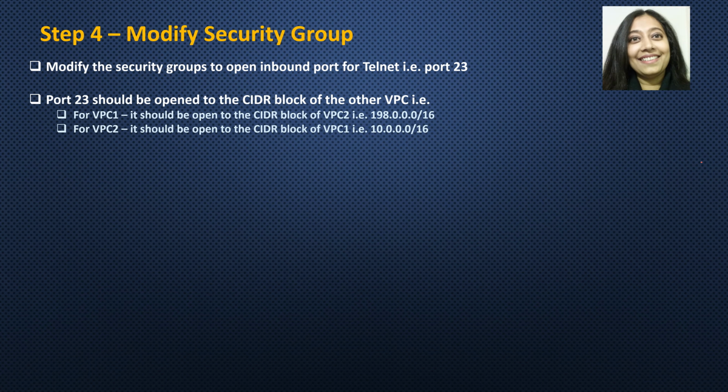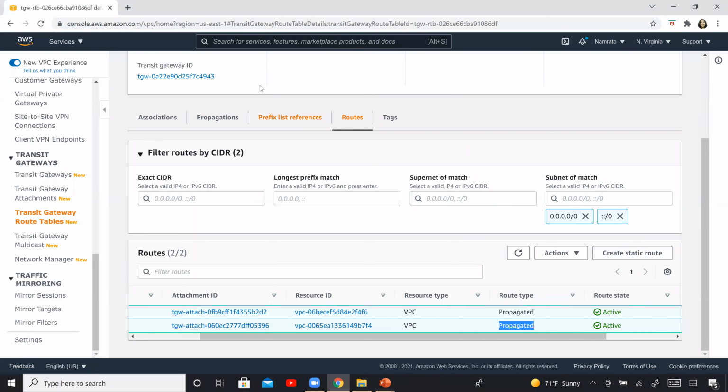Because we want some way to check if we can communicate between both our EC2 instances that are on 2 different VPCs. So we are going to go ahead and open inbound port 23 for telnet. Now, when we open this particular port, we are going to ensure that it is open to a specific CIDR block. That means for VPC1, we are going to open the port for the CIDR block of VPC2, and vice versa. That is, for VPC2, we are going to open it for the CIDR block of VPC1. So let us go ahead and do that.